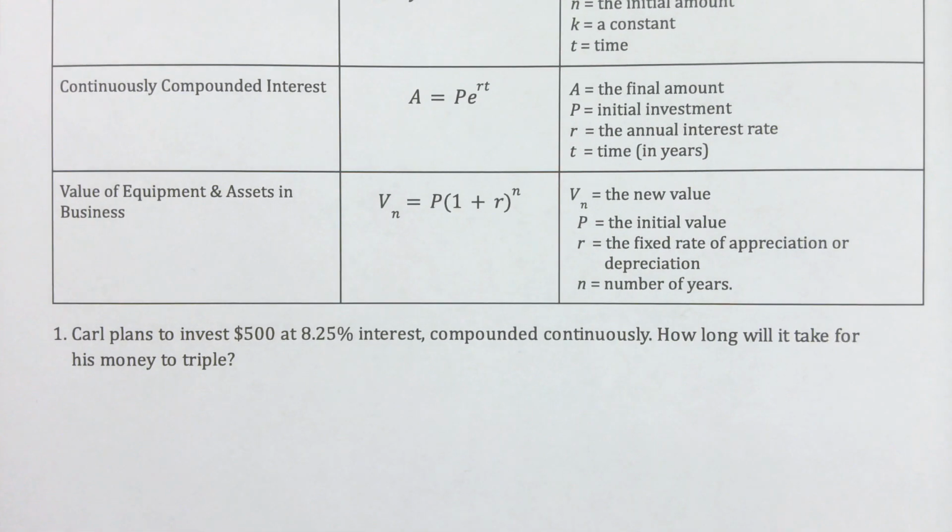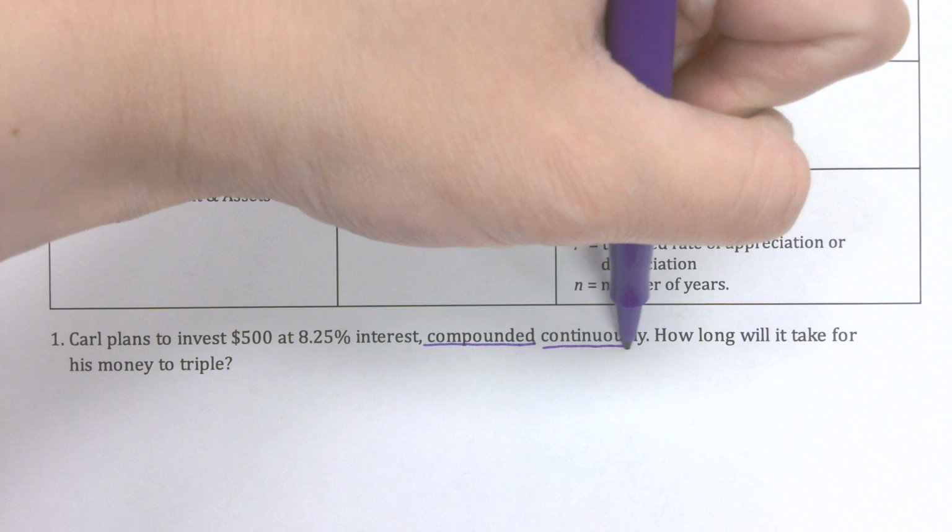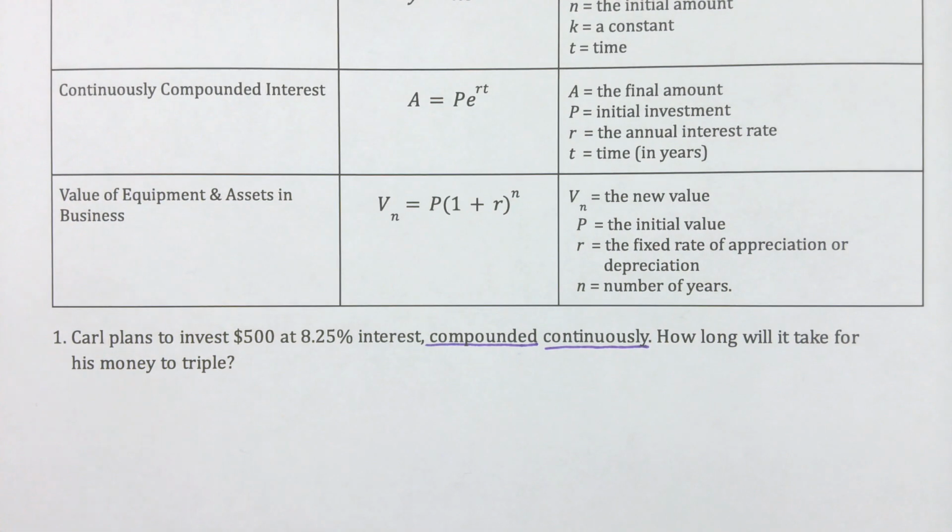Number 1, Carl plans to invest $500 at 8.25% interest compounded continuously. That's your dead giveaway as to what this is. How long will it take for his money to triple?